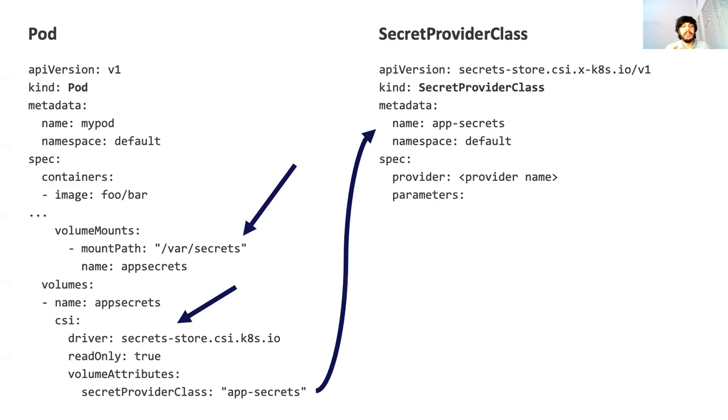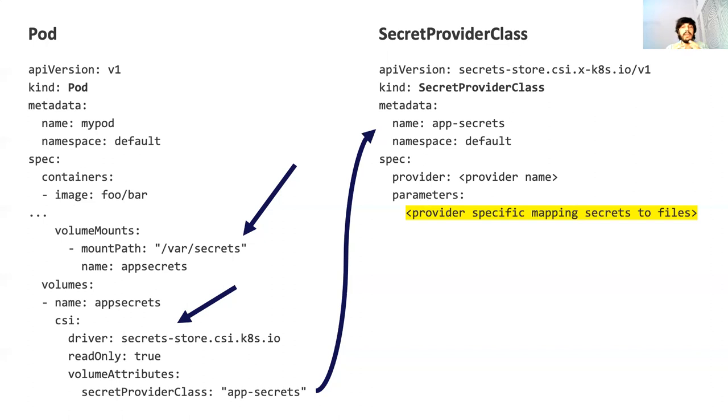The secret provider class in the volume attribute is a namespaced Kubernetes custom resource. It is used to provide driver configurations and also provider specific parameters for the secret store CSI driver.